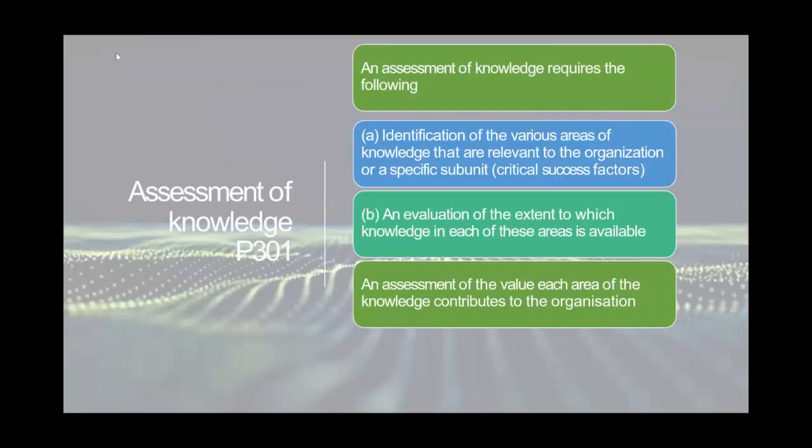An assessment of knowledge requires the following. Number 1, identification of various areas of knowledge that are relevant to the organization or a specific subunit, critical success factors. Then B, an evaluation of the extent to which knowledge in each of these areas is available. Then C, an assessment of the value each area of the knowledge contributes to the organization.